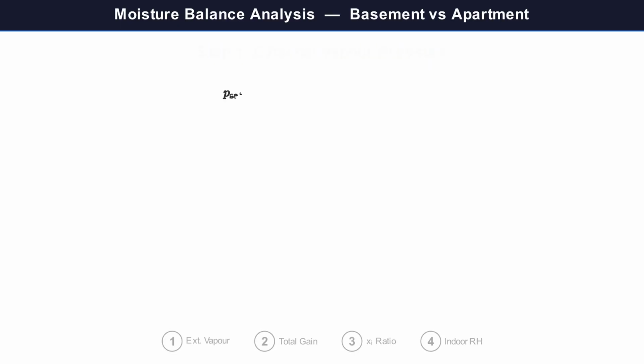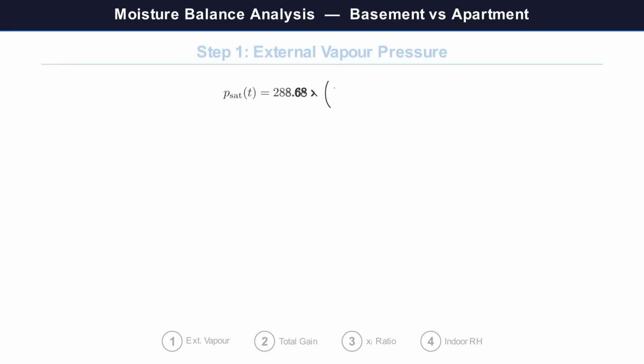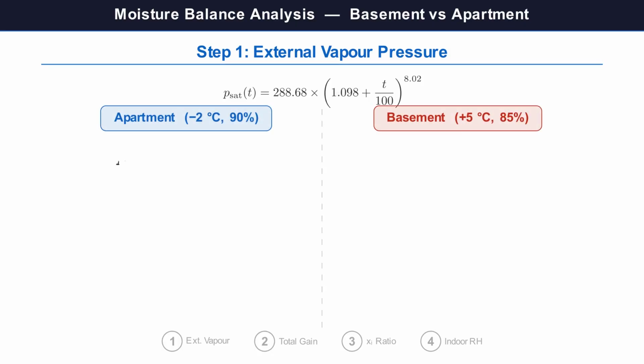Step 1. External vapor state. We calculate the actual outdoor vapor pressure for each set of outdoor conditions using the empirical formula where saturation pressure equals 288.68 times (1.098 plus T over 100), all raised to the power of 8.02. For the apartment, we substitute -2 degrees Celsius into the empirical formula. P at -2 equals 288.68 times 1.078 raised to the power of 8.02, giving approximately 517 pascals. Multiplying by the relative humidity of 90% gives an actual outdoor vapor pressure of 465 pascals.